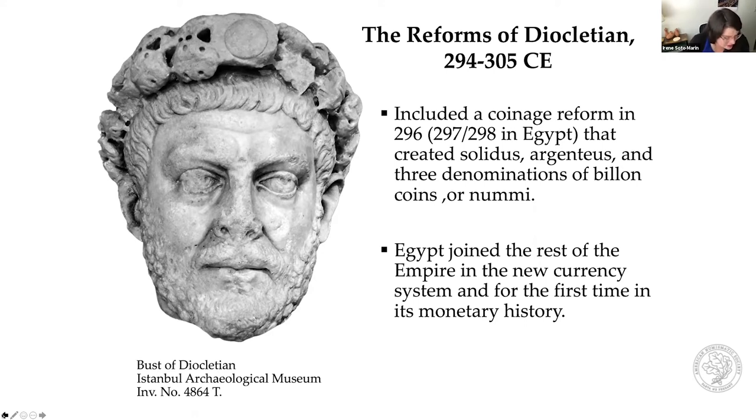After 296, all of the empire, including Egypt, had a gold solidus of 5.45 grams, which was in short order reduced to a weight of 5.3 grams. There was also a silver argentius at 3.4, which soon ceased to be minted, and three denominations of bullion coins. For the first time, Egypt utilized the same coinage as the rest of the Mediterranean world.